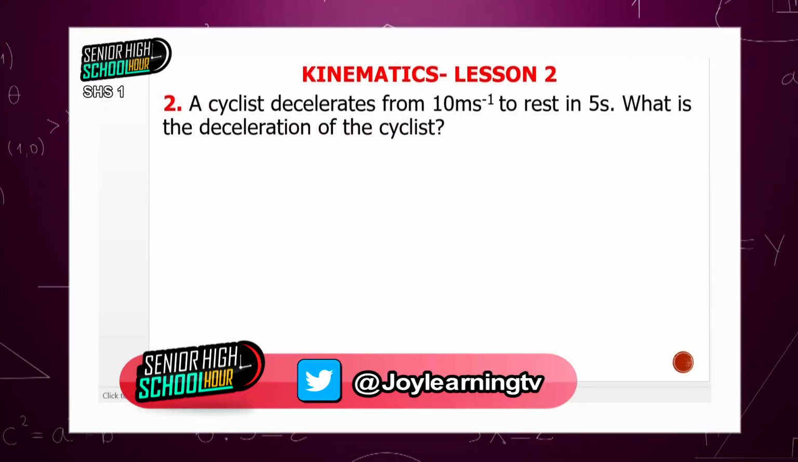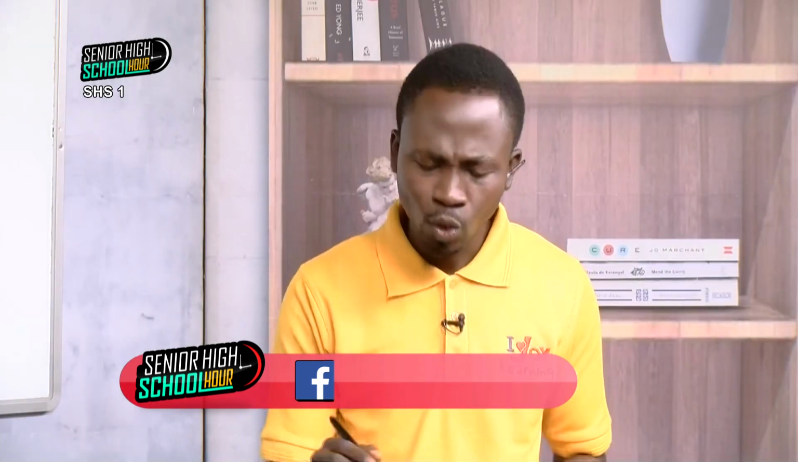Good. The next question, question number 2. A cyclist decelerates from 10 meters per second to rest in 5 seconds. What is the deceleration of the cyclist? Now, be careful of questions of this nature. We are being told of a deceleration from a value, but the unit attached to it is meter per second, which is a velocity and not an acceleration or even a deceleration.